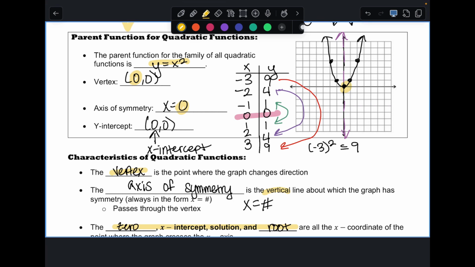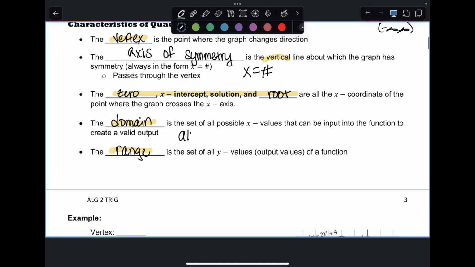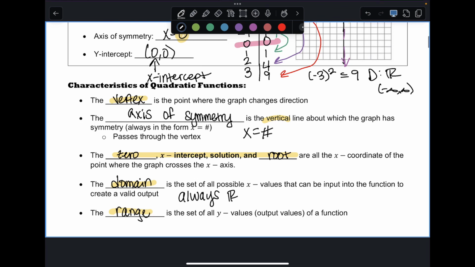Domain, x values. So I'm going to start at the far left. Do I have points way over here? Yeah, it almost looks like you don't, but this arrow is pointing up and to the left. So it'll take a while, and it might be way, way up there, but I have points over here. Do I have points all the way through to infinity? Yeah. So your domain is all real numbers, or negative infinity to infinity. And that will always happen. It's always all real numbers for any parabola.